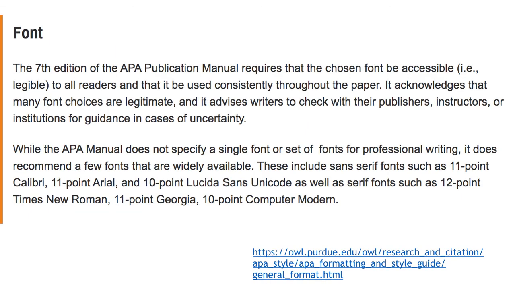Font. For APA 7, there's no set rule for font. So if you see the second paragraph, there are some example font sizes and font types. So you can choose one of the examples.